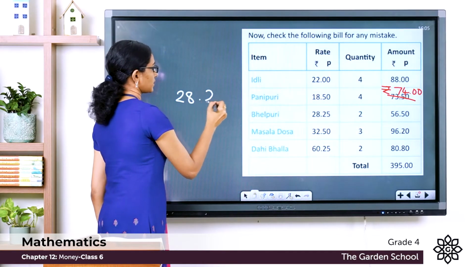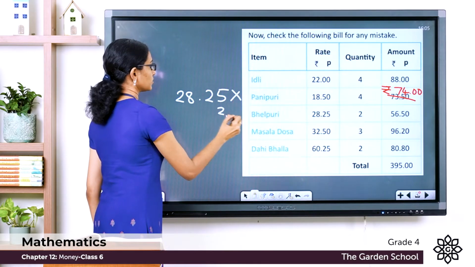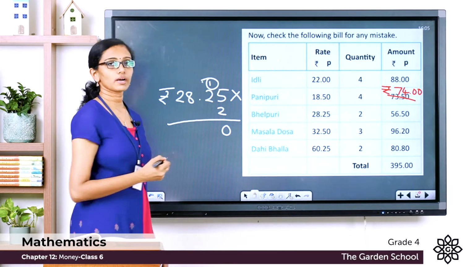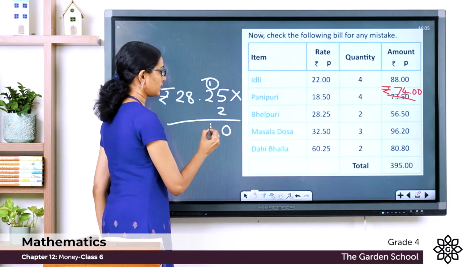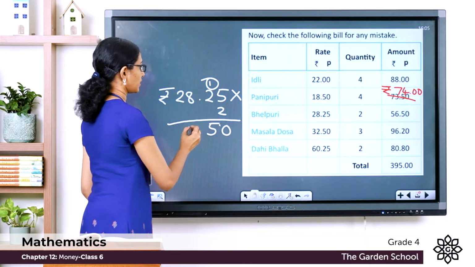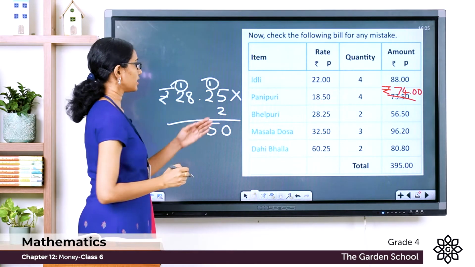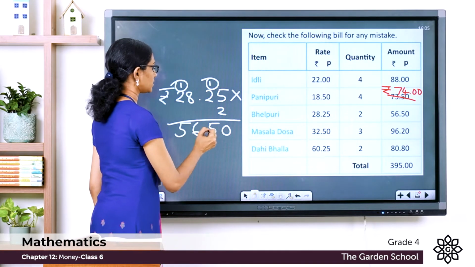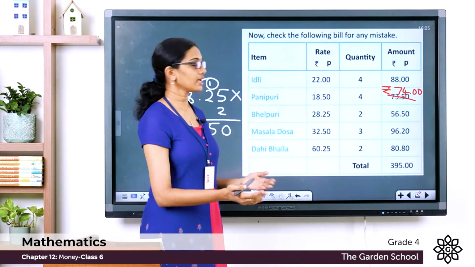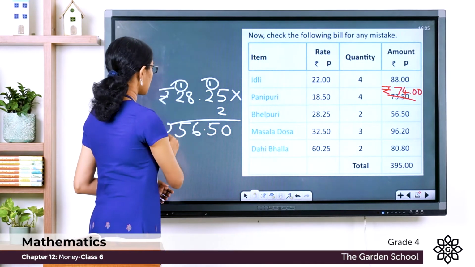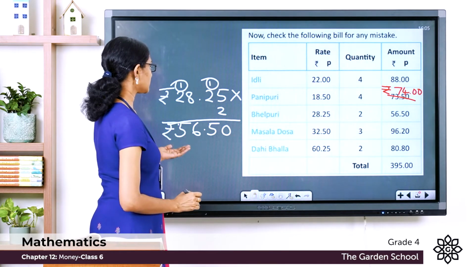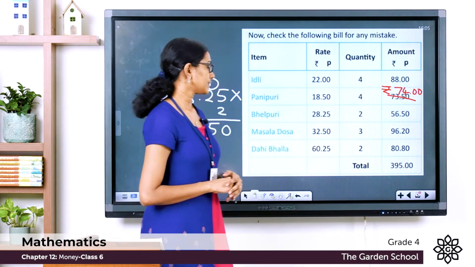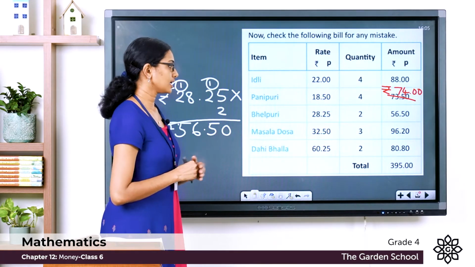28 rupee 25 paise into 2. That will be 0 here, carry over 1 here, 2 2s are 4 plus 1, 5, 2 into 8, 16, carry over 1, 2 2s are 4, 4 plus 1, 5, and putting the dot to separate the rupee and paise part. So the total amount for the bhel puri is 56 rupee 50 paise, which is the correct amount given in the bill. Now the next item is masala dosa.